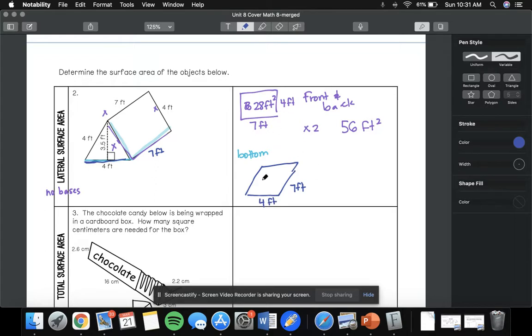Right, and 4 feet by 7 feet is 28 square feet. And we only have one bottom. We don't have a top because it's a triangle. So to find the total, we are going to add 56, the 2, the front and the back, and the bottom, another 28. And we get 84 square feet total.